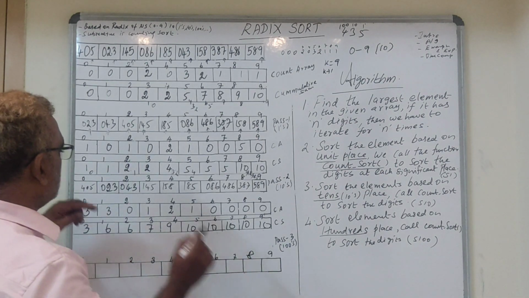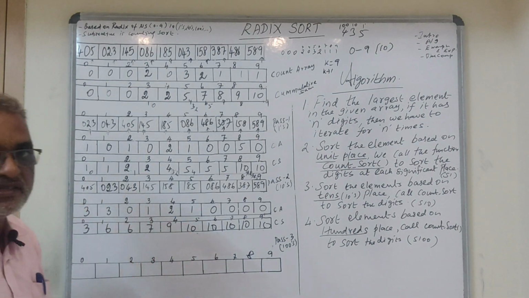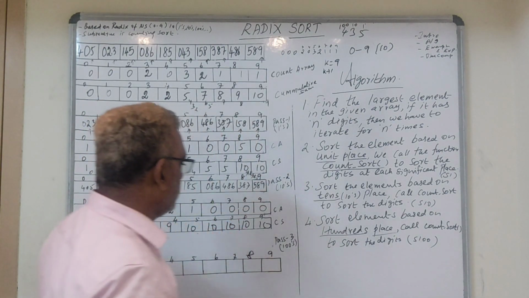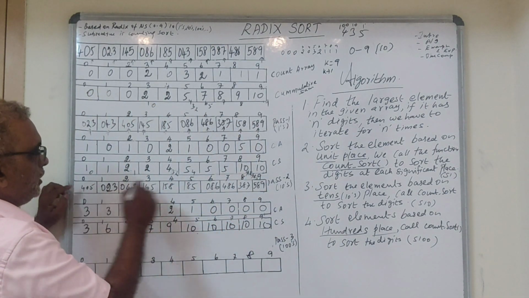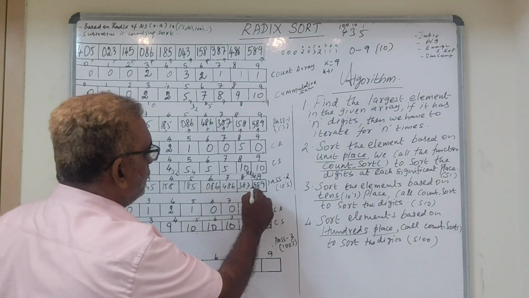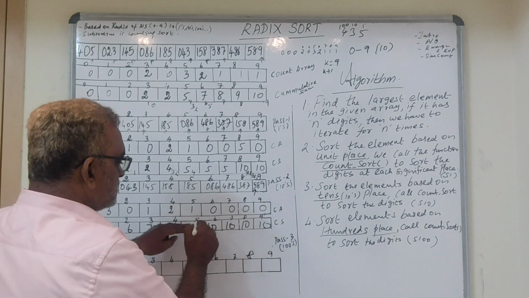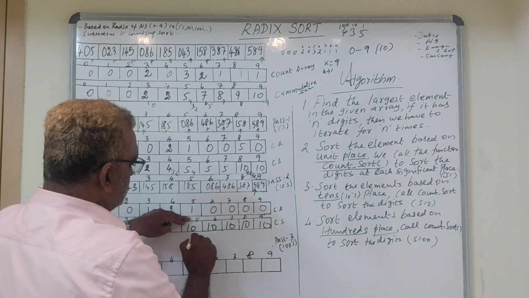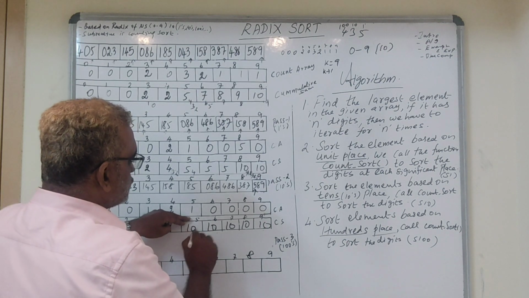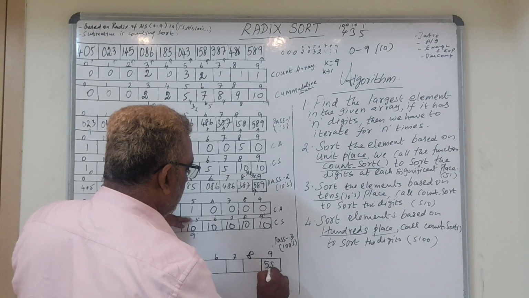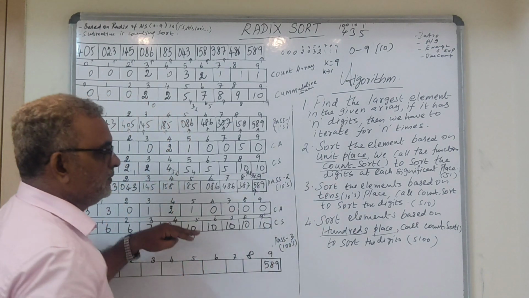Now you have to perform your sorting based on the hundreds place. So find out the value. You have to start from the right side. So check this 5. Go to location 5 and reduce the value. There is 10, reduce the value, that is 9. Store that value in location 9. So 589 will be stored in location 9.